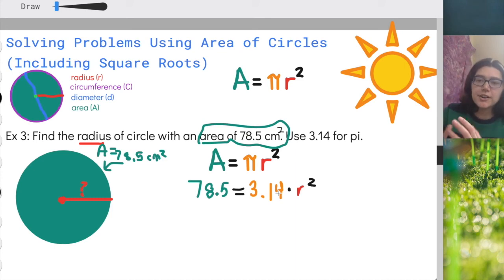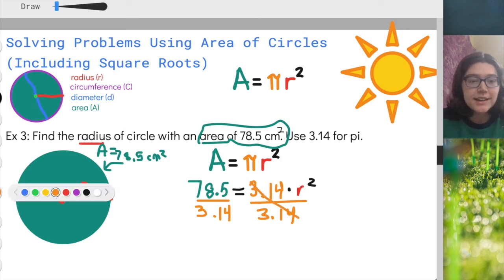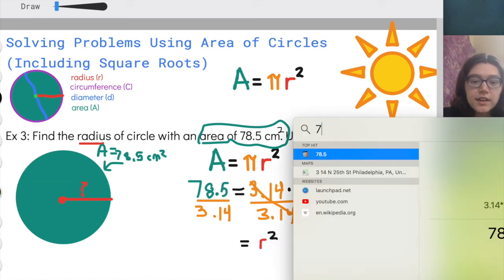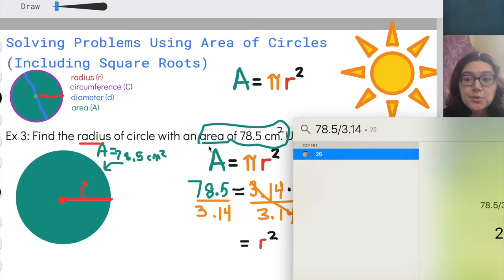Right now, r squared is getting multiplied by 3.14. How do you undo multiplying by 3.14 or pi? Good, you divide by 3.14 or pi. So let's do that first. Okay, and when we do that, on our right-hand side, we have 3.14 divided by 3.14. Any number divided by itself is 1, so that's going to go away. And I'm just left with r squared on the right-hand side. 78.5 divided by 3.14 is equal to 25.